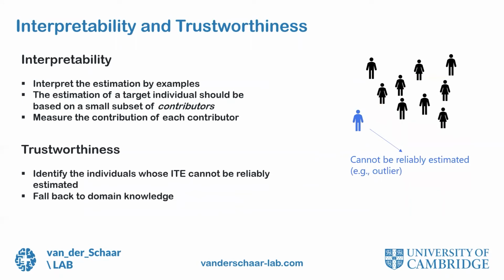In terms of trustworthiness, this property is also highly desirable, especially when we use the algorithm to make personalized treatment decisions. For that application, we need to identify the individuals whose ITE cannot be reliably estimated, which is unfortunately always possible because of the presence of outliers. A trustworthy method should warn the clinician not to trust the estimate and fall back to their domain knowledge and use their judgment.